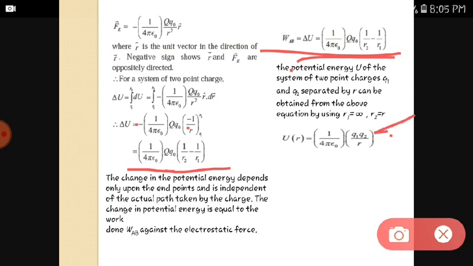By putting all these values, we get a general formula in this way, which is 1 by 4 pi epsilon 0 Q1 Q2 divided by R. This is the formula for what? Potential energy. I hope you all got the concept of potential and potential energy. Okay, let's move towards the next point.